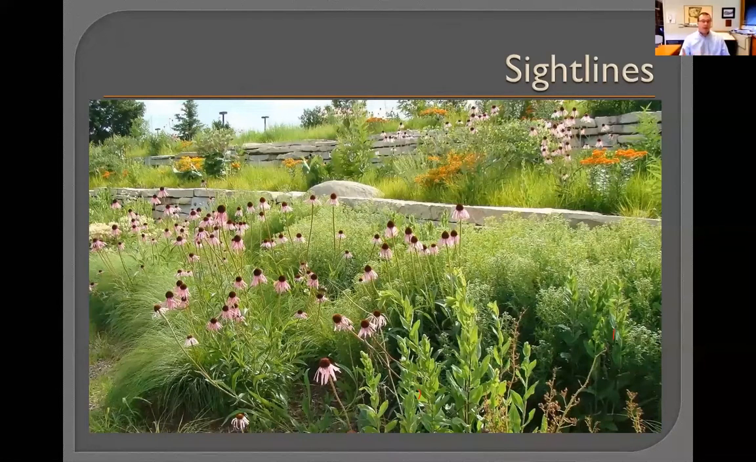But think of sight lines, like I mentioned earlier. Where will you be looking at this garden from? From your kitchen window, from your back porch. It's really important to think about where you'll be viewing, because it helps you stage the plants from tallest in the back to the shortest in the front.